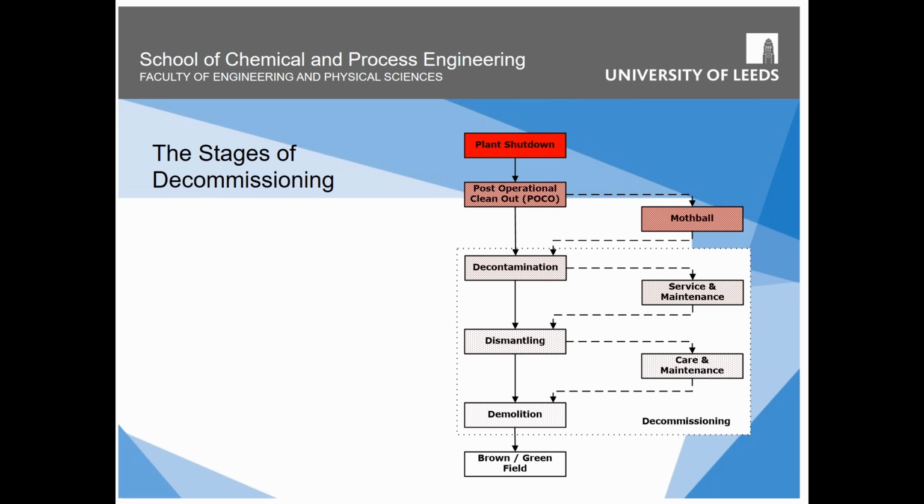Now the first stage is called POCO, P-O-C-O, or post-operational clean-out. That's a general term that's used for all facilities, but in the case of the reactor, the first thing we're going to do is take the fuel out. So we remove the primary source of radiation and hazard from there, which is the spent fuel, and that would go off for storage and then ultimate treatment, depending on what we want to do with it, whether that's going to be direct disposal or recycling.